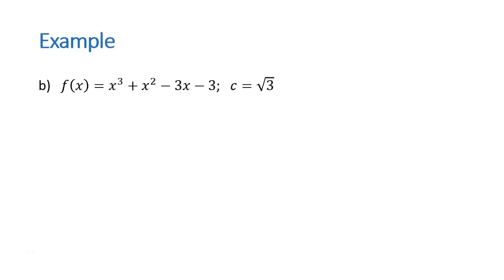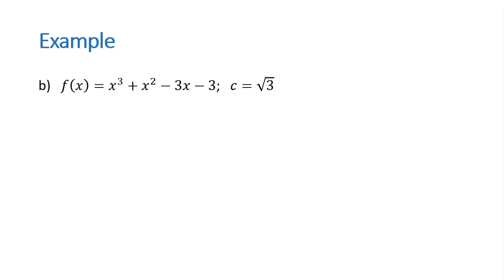Now let's try one with an irrational number. So we have a new polynomial, new dividend, and we're going to check it with square root of 3, which is an irrational number. If we were to plug that into the calculator, we'd get a really long decimal, and it turns out that decimal would actually be an approximation. Square root of 3 is as exact as it gets. There's nothing we can do with it.